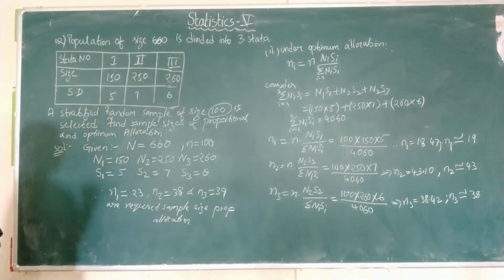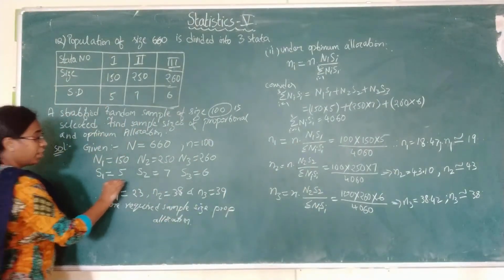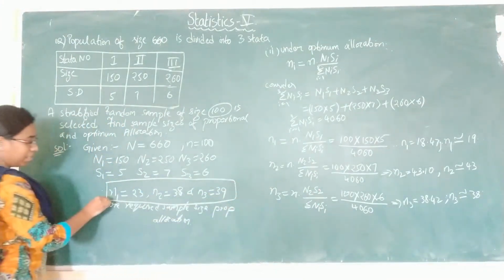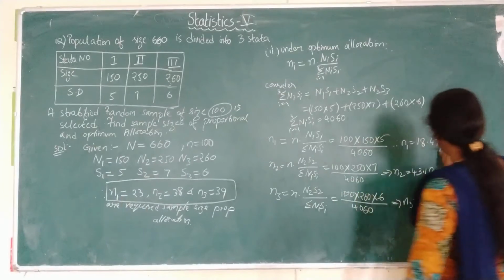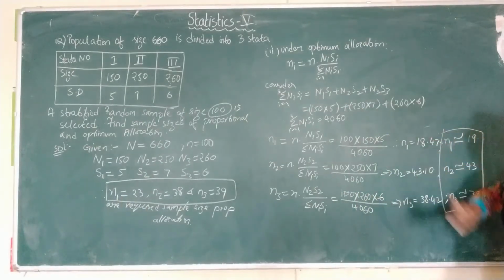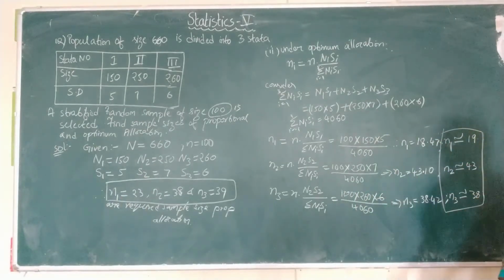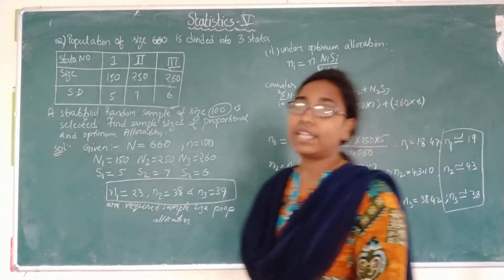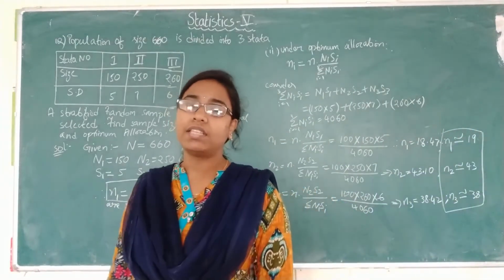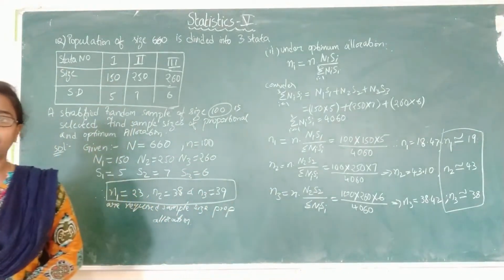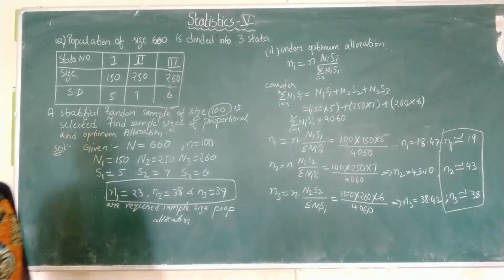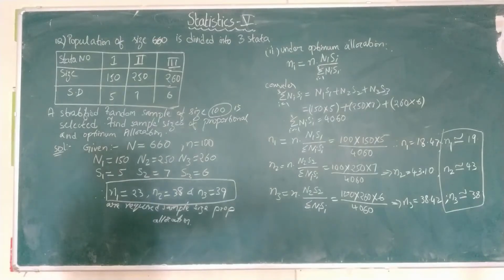So these are the required sample sizes under the optimum allocations. So if you consider the proportional allocations, you got these sample sizes, and if you consider the optimum allocations, you got these sample sizes. So this is the procedure for selecting the sample sizes under the optimum and proportional allocations in the stratified random sample. Next we will see the second problem.